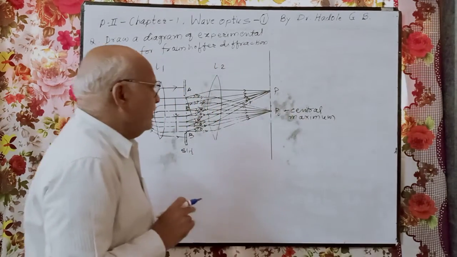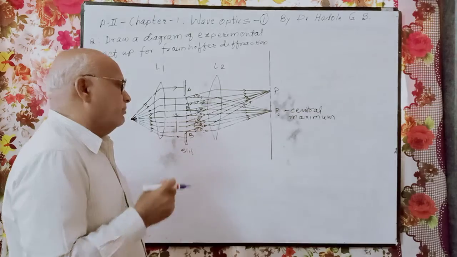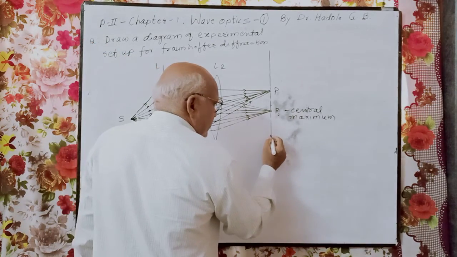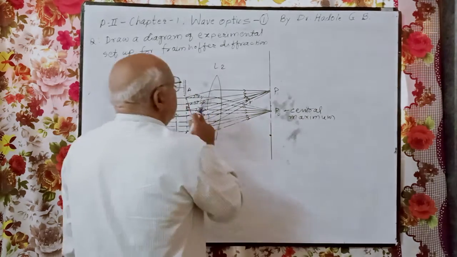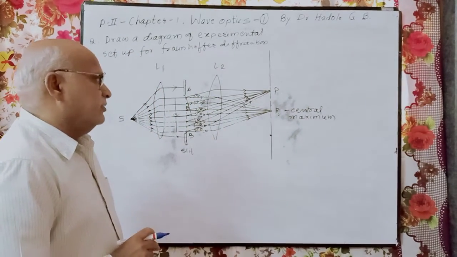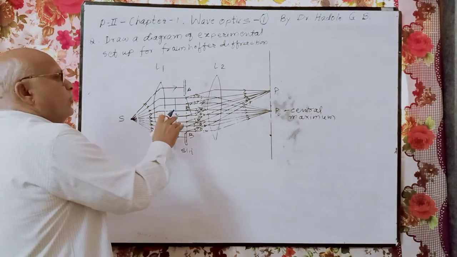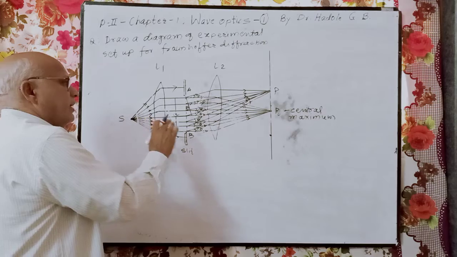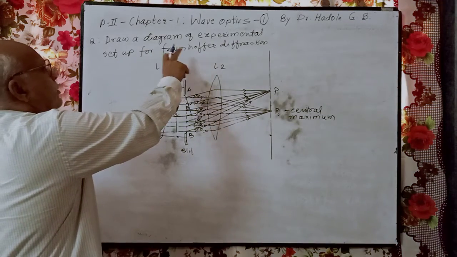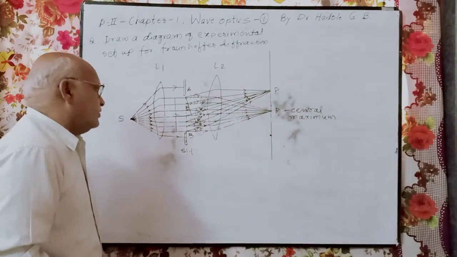This point P may be a minimum or a maximum, and in the same way on this side, at a certain point, the diffraction pattern is formed, and this way it produces the experimental setup for Fraunhofer diffraction.